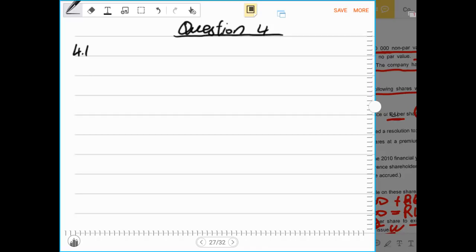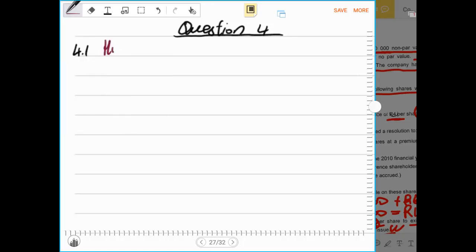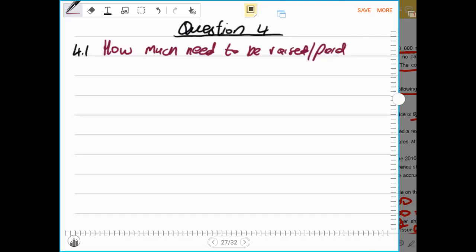We can write with a little pencil, then remove it after. The one that I'm writing now, please don't write in the exam. It's not part and parcel of the answer. It's just for you to know how much needs to be raised or paid, or how much is owing to the preference shareholder, however you call it. Either way you phrase it, you must just have that in your mind whenever you answer this question.